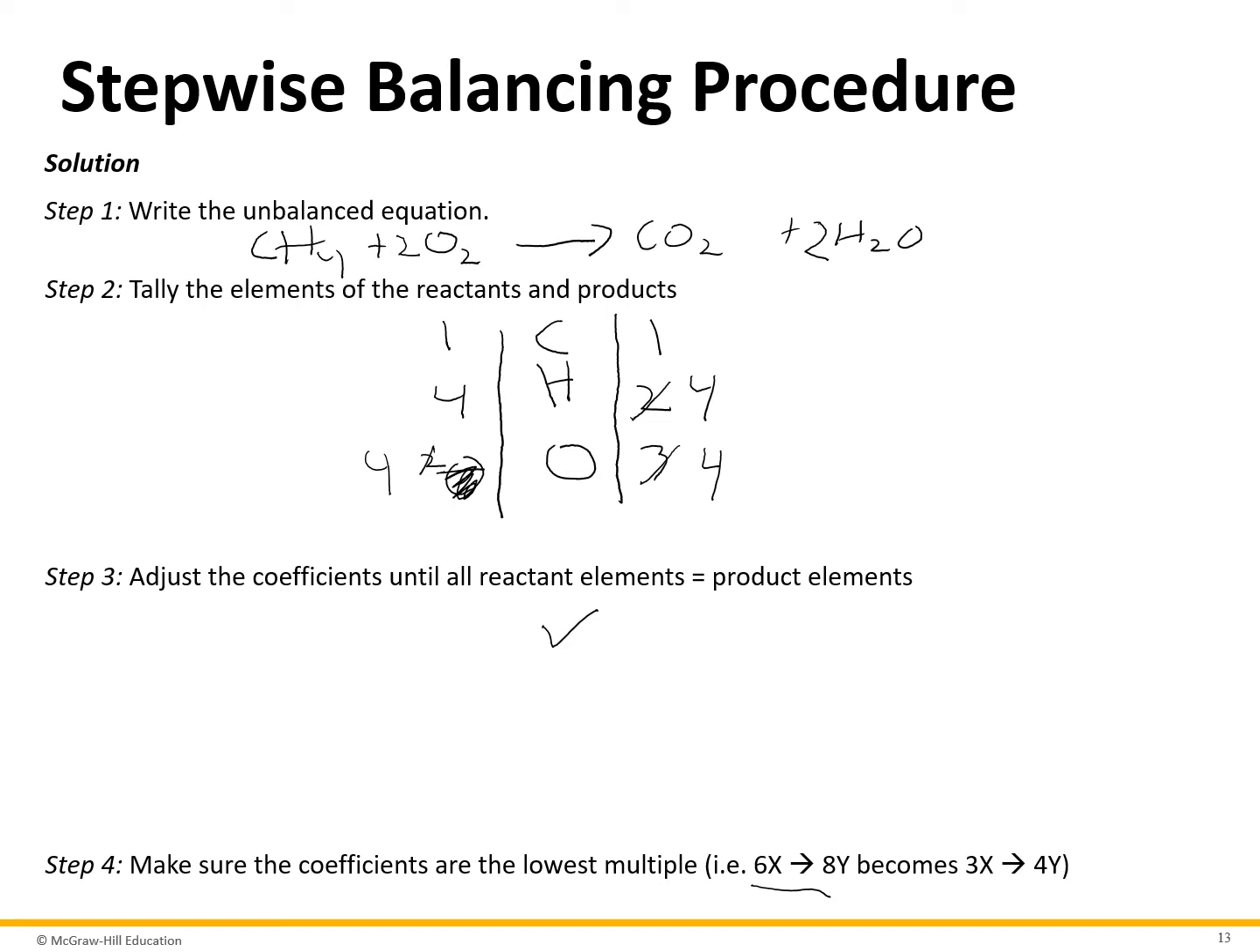So 6 to 8 is the same ratio as 3 to 4. We just divide everything by 2, okay? So that's what I'm saying here. That doesn't apply to this example because 1 to 2 to 1 to 2 is the simplest ratio you could achieve with those numbers. But like I said, 6 to 8 has a common divisor between them, and you can divide that out and get the simplest expression, which would be 3x to 4y, okay?